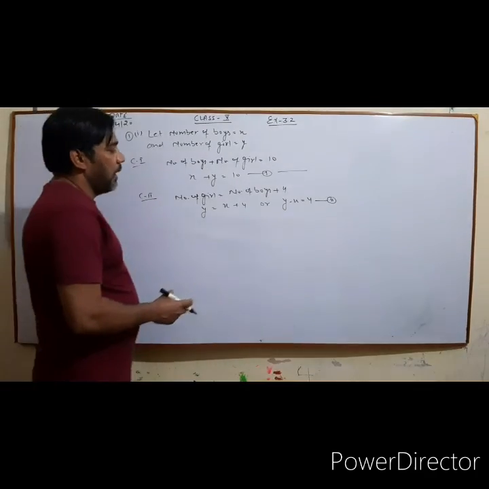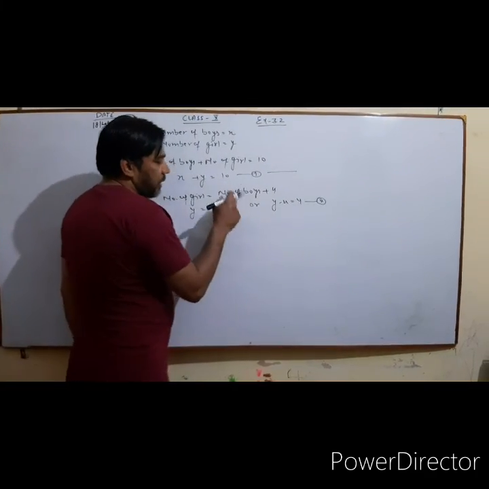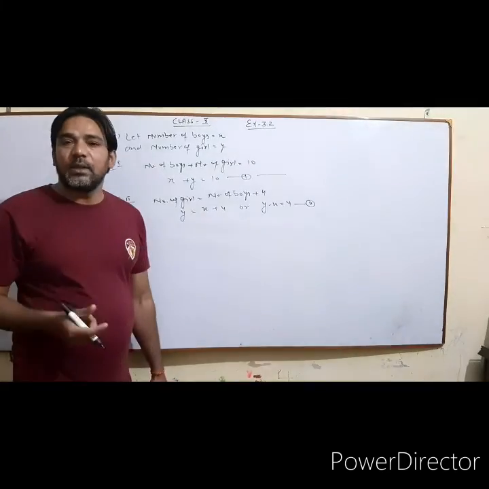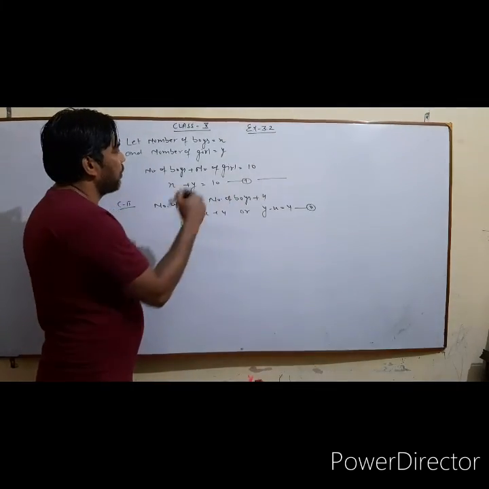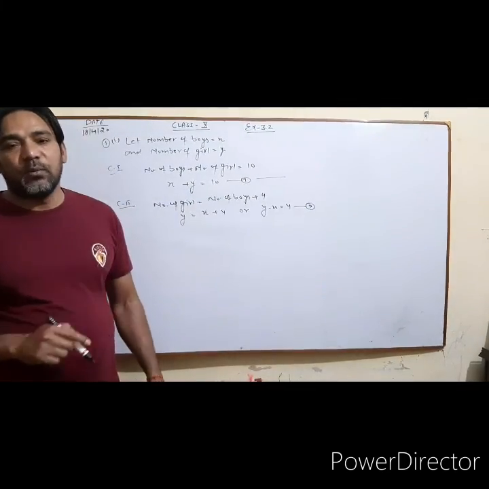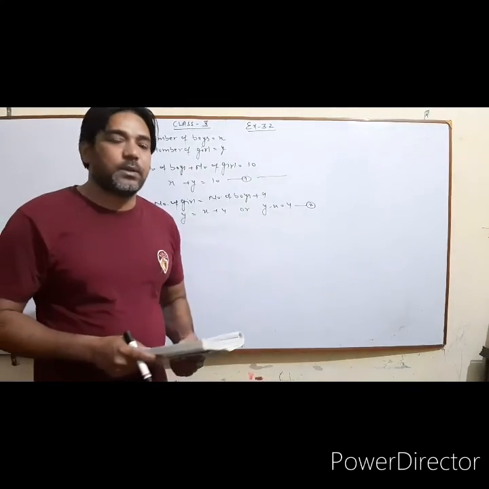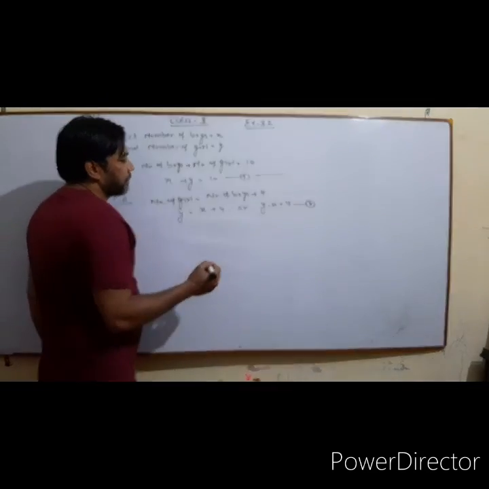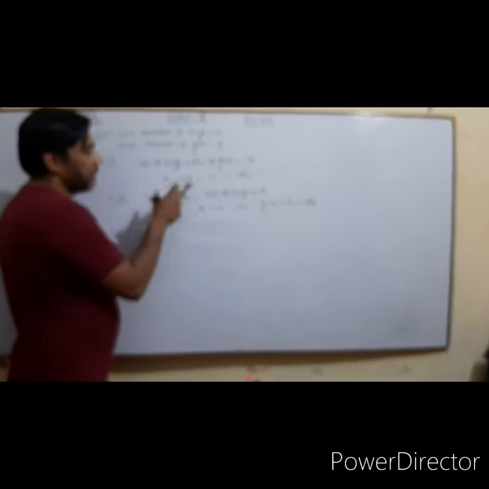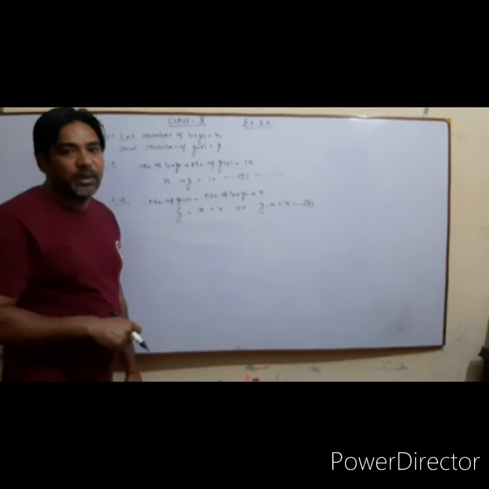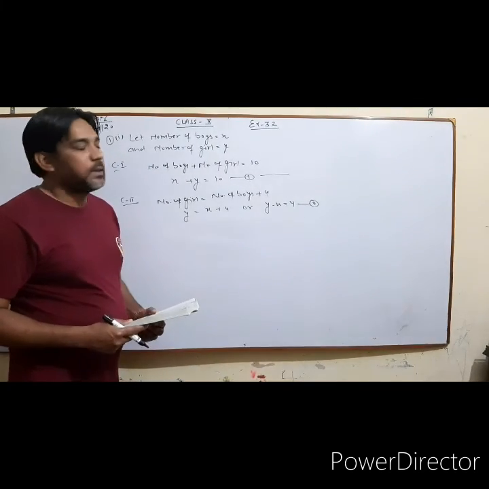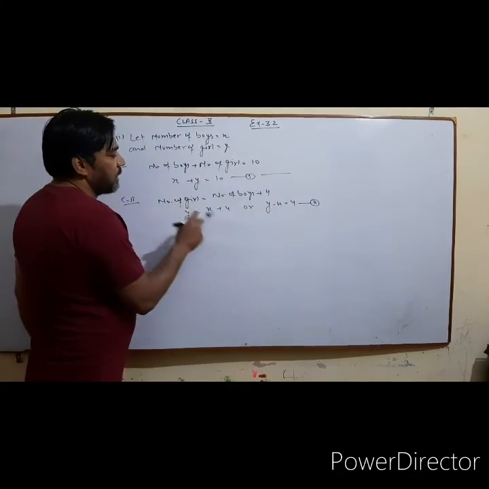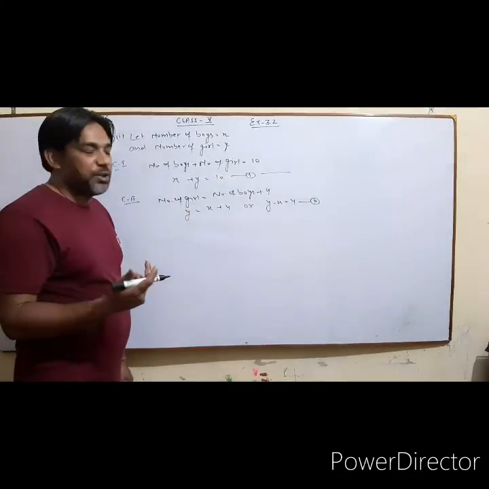Clear? And the intersecting point would be the number of boys and number of girls, because x is representing boys, so the x coordinate would be the number of boys and the y coordinate would be the number of girls. Getting? Or simply you can solve it by elimination method, which you have already done in class 9. So I am solving this part by elimination method.